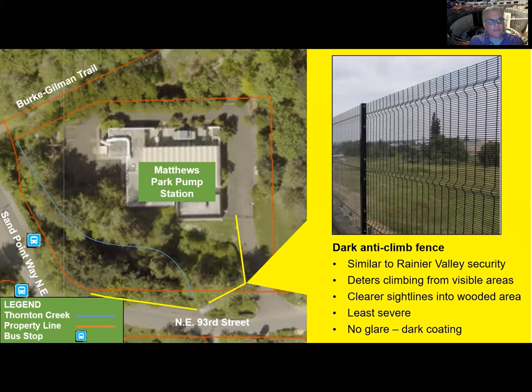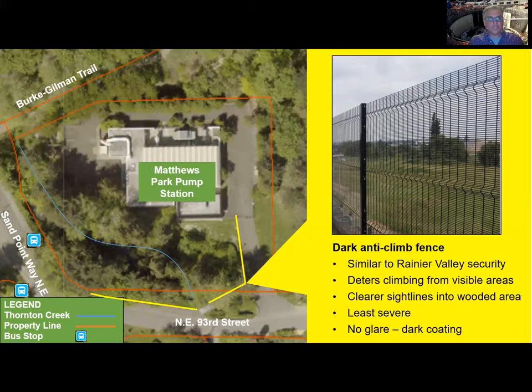The last section I wanted to talk about was the southern portion of the facility along Northeast 93rd Street. In this area, we propose using a dark anti-climb fence that doesn't have anti-climb hardware along the top. This is a different kind of fence that allows more clear sight lines through it than does chain link. It's the least severe option we have. It will hopefully draw more attention to the wooded area behind it and allow clear sight lines through it, but it still gives us protection from access into the site from this area. As I mentioned, it's the least severe looking. And again, using the dark coating, we're hoping to reduce or eliminate glare at all from the fence.